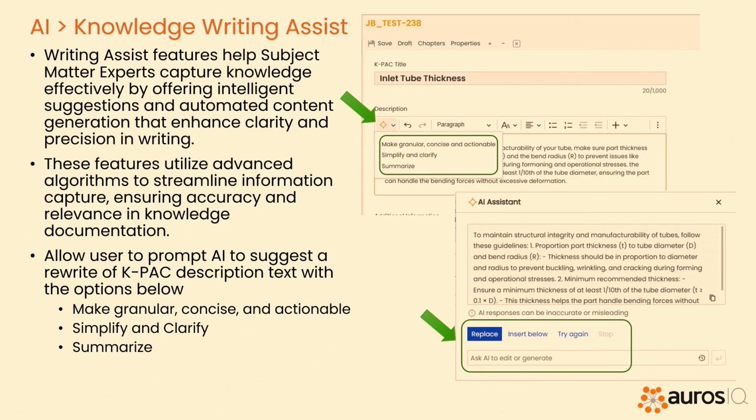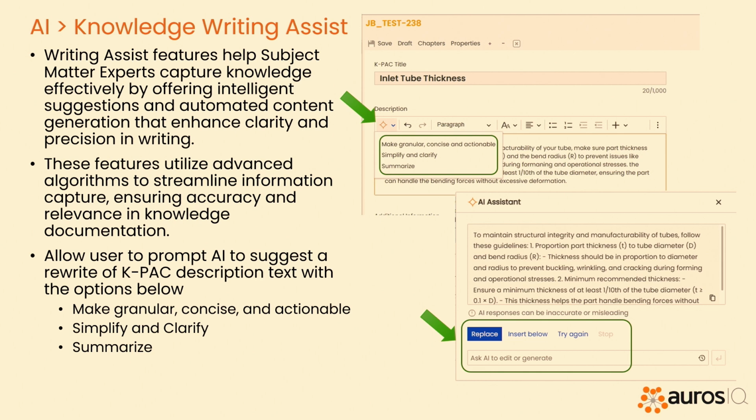You also have the ability to insert it below what you already have, so maybe you want to look at them side by side and just make sure it has everything you need. And you also have the option to try again. Once you get into the AI assistant, you can write in your own personalized prompt, but we do have those 3 to kind of open it up.